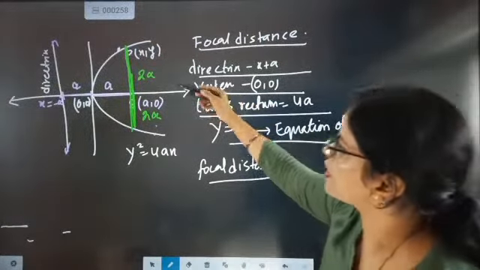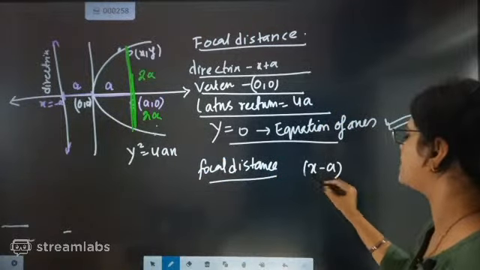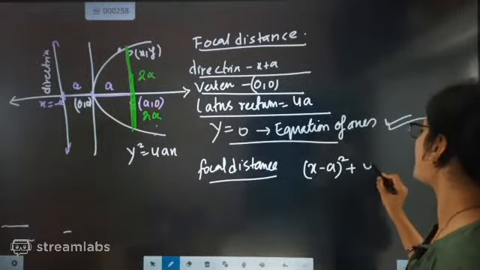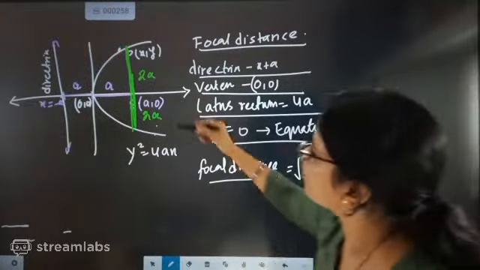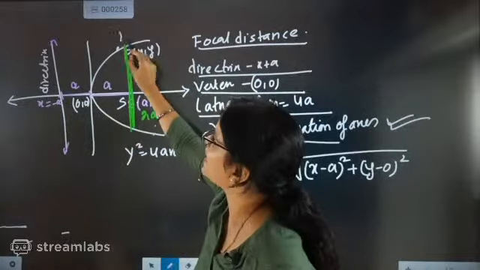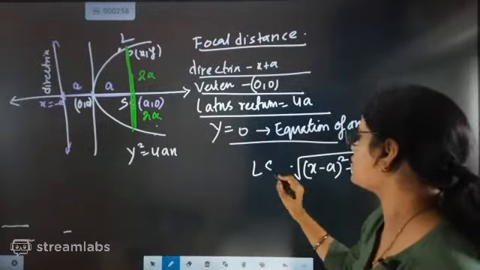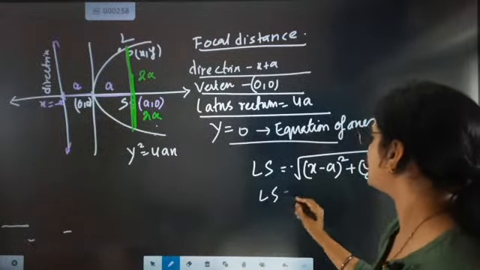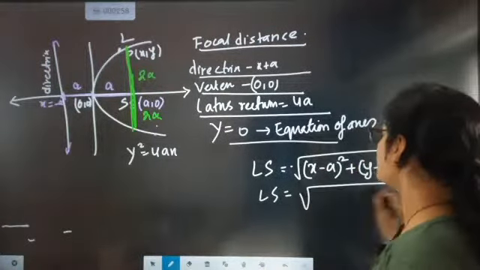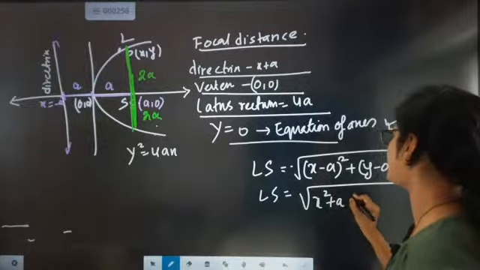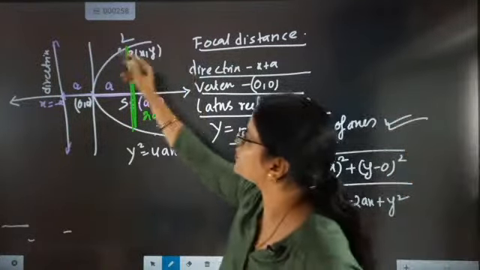So here when we were talking about it, x minus a whole square will be coming, and then y minus 0 whole square will be there. This is exactly going to be under the root, because for the focal distance, if this is S and this is L, then LS is the focal distance. LS will be equal to root of x minus a whole square plus y minus 0 whole square. Now if you are going to expand it, this will become x square plus a square minus 2ax plus y square.